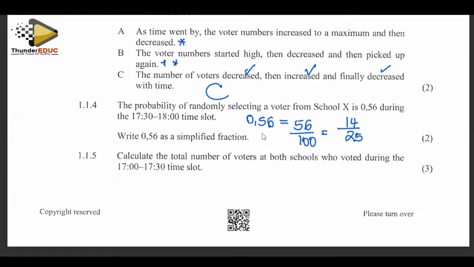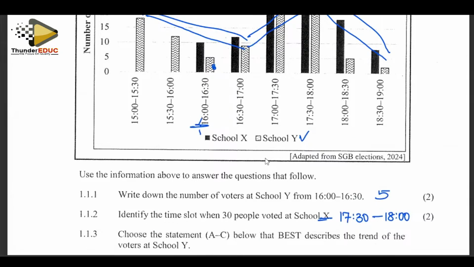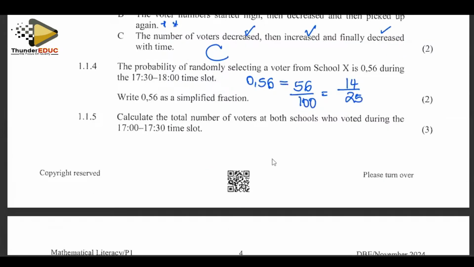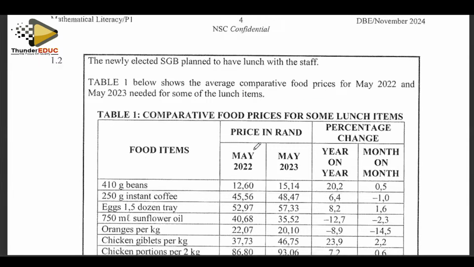Calculate the total number of voters at both schools who voted during 17 hours to 17:30. So we come here, 17 hours, both schools. We say, oh man, they were all the same. So they were both at 25. So it's 25 plus 25. Okay, the total number of voters at both schools at that time. All right, we got 50.